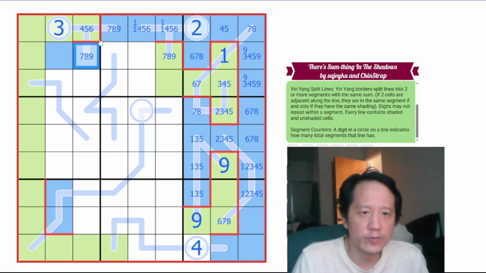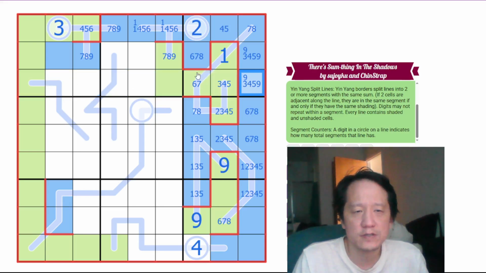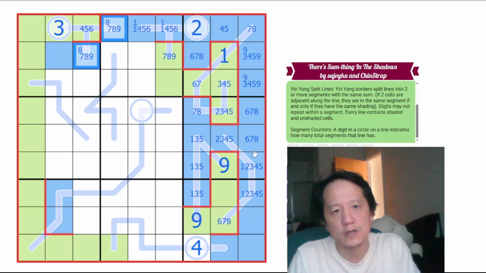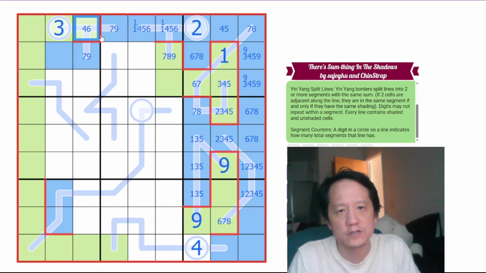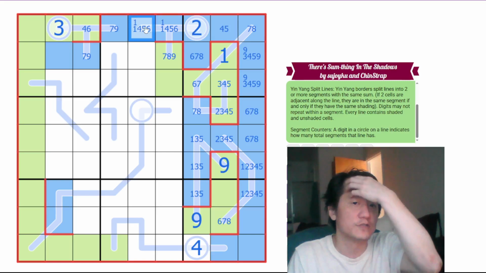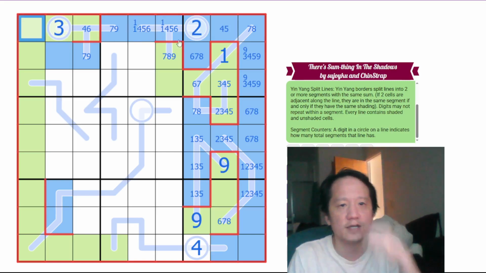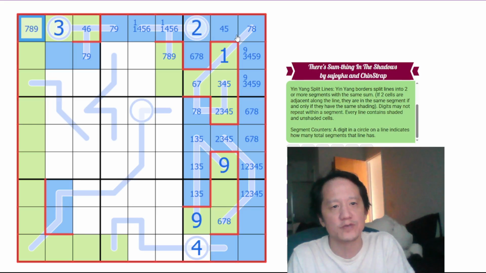This can never be 8. Because if this is 8, this has to be 8. But 8 cannot be in the rest of row 3 then, if that's the case. So this has to be 7 or 9, and this is 4 or 6. This contains one of 4, 5, or 6 also. So the rest of this cannot be 4, 5, or 6. It must be 7, 8, or 9 here.